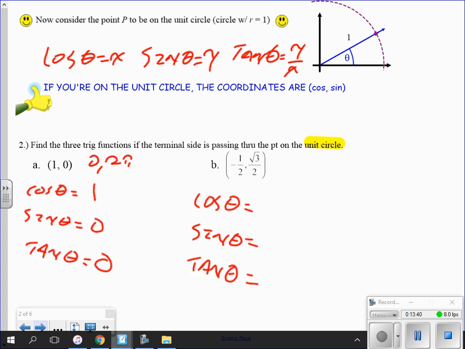So the cosine is negative 1/2. The sine is root 3 over 2. And the tangent would be what? Which reduces to what? Negative root 3.